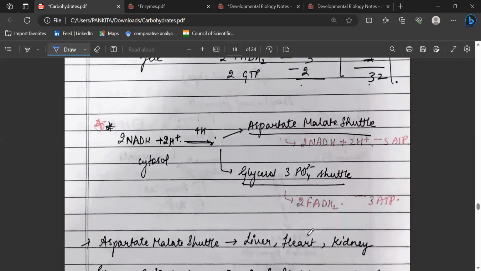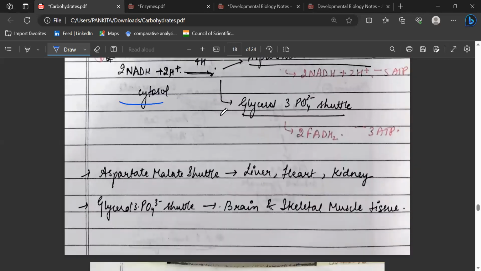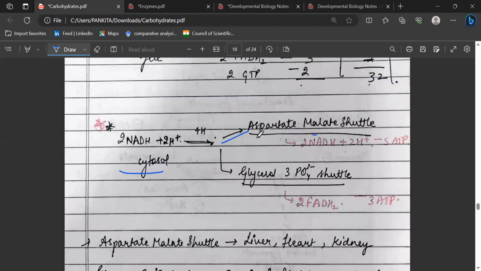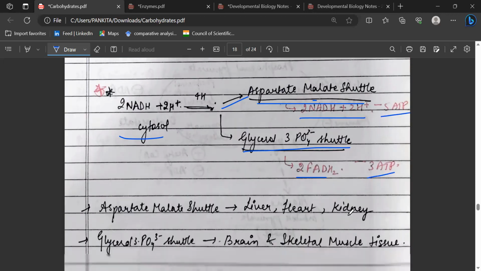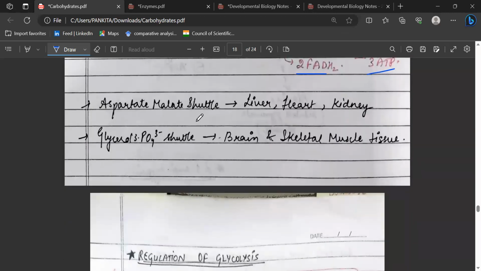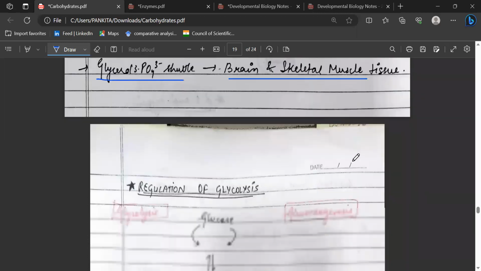So the fate of 2 NADH in the cytosol: it can either go into the aspartate malate shuttle or the glycerol 3-phosphate shuttle. 2 NADH plus H positive gives rise to 5 ATP, and 2 FADH gives rise to 3 ATP. The aspartate malate shuttle occurs in liver, heart, and kidney. The glycerol 3-phosphate shuttle occurs in brain and skeletal muscle tissues.